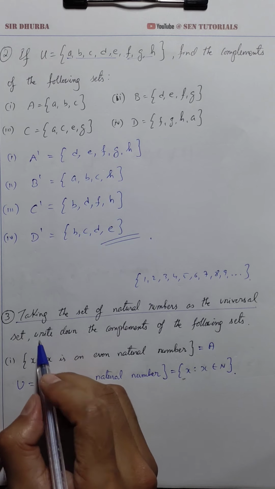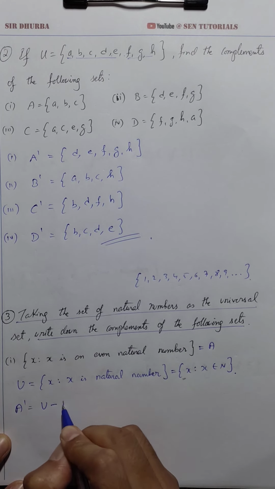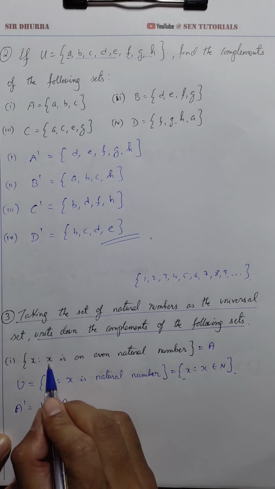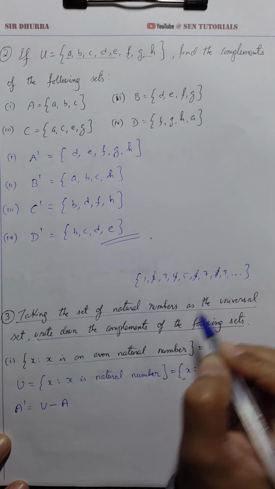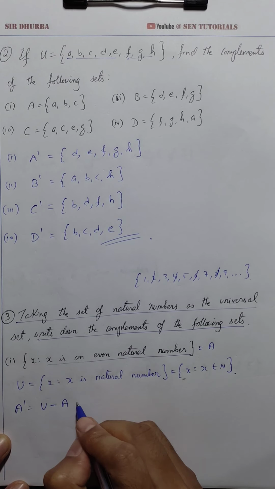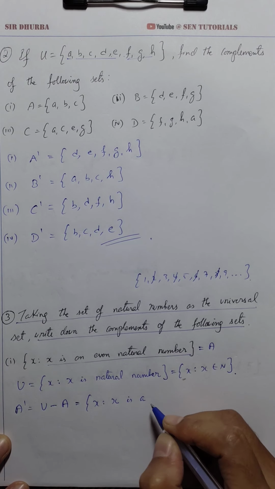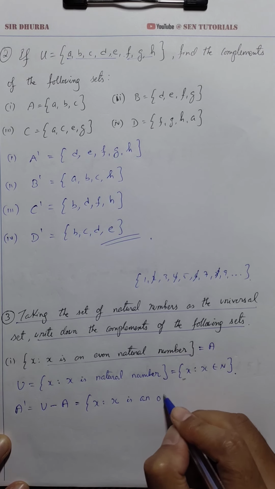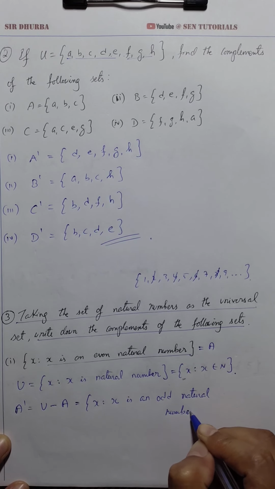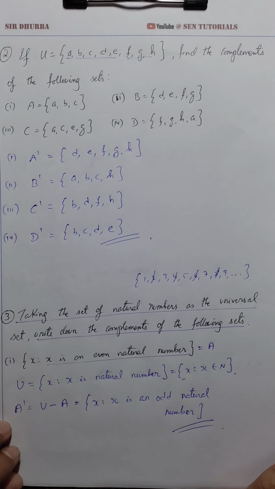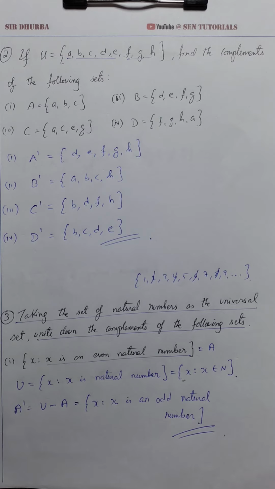Okay. So write down the complements of the following sets. A complement actually will be universal set minus the set A. What is set A? Set A is the even natural numbers. So if we leave all the even natural numbers, we are definitely left with the odd natural numbers. That is X such that X is an odd natural number. Simple as that. All right. Okay, moving on. Done. You can pause the video there and note it down.